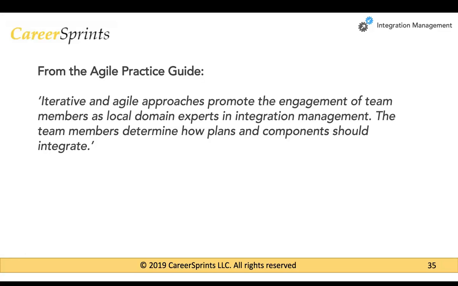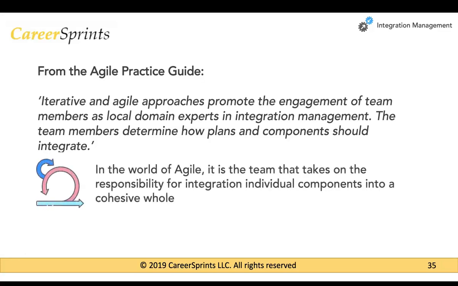If you look at the statement from the Agile Practice Guide, it says that iterative and agile approaches promote the engagement of team members as local domain experts in integration management. The team members determine how plans and components should integrate. Basically, what they are saying is, for instance, in a framework like Scrum, it is the team that takes on the responsibility for integrating their individual pieces into a cohesive whole, both within an iteration or sprint and even with other teams that might be working on other components.